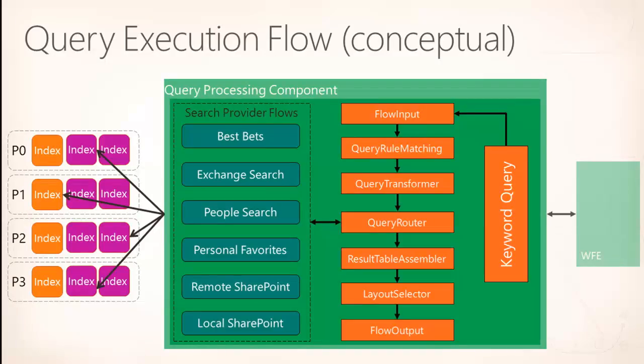And then we go through the query router. And this is where we choose the search provider flows. And we can actually choose many in the same go. So we can both have best bets, people search, and the local SharePoint results in the same query by having this in parallel. And of course, after that, then we need to package these together.